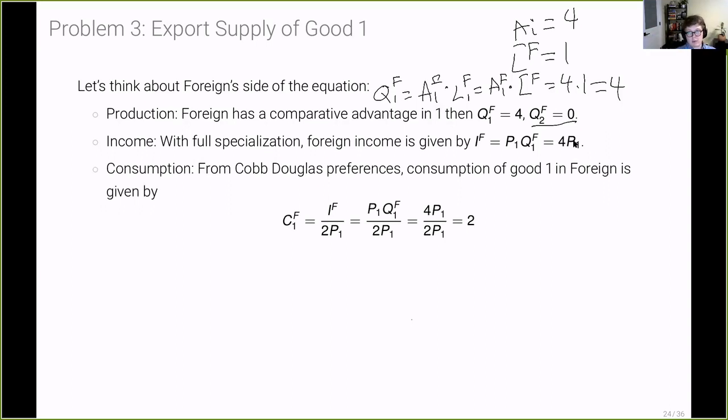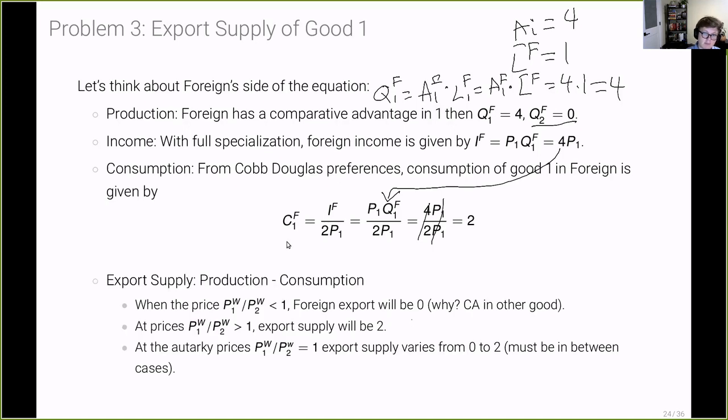Consumption just comes from Cobb-Douglas preferences, and again, we've been using the same Cobb-Douglas preferences all this review session, so this hopefully should be straightforward. All I'm going to do here is plug in for foreign's income, and that's going to give me 4P1 over 2P1. The P1s cancel, and all I'm left with is that foreign's consumption of good 1 is going to be 2. So that's fairly straightforward.